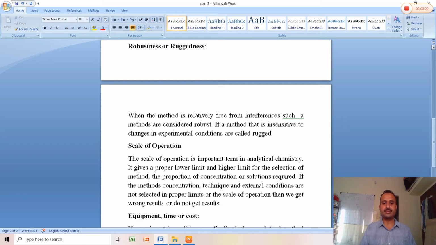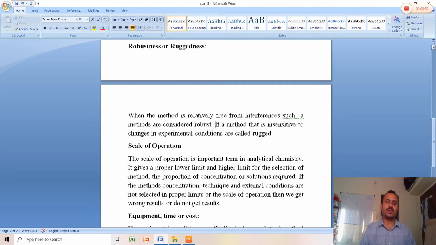Now the next one is scale of operation. The scale of operation is an important term in analytical chemistry. It gives the proper lower limit and higher limit. Scale is a numerical term. So it gives the proper lower limit and higher limit for the selection of method, the proportion of concentration or solutions required. If the method's concentration, technique, and external conditions are not selected within proper limits of the scale of operation, then we get wrong results or do not get proper results.